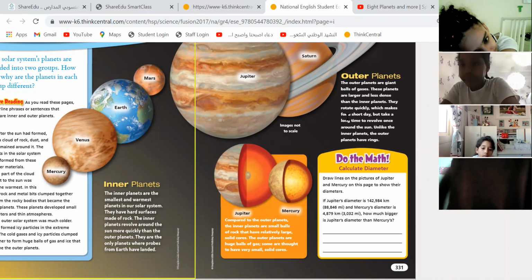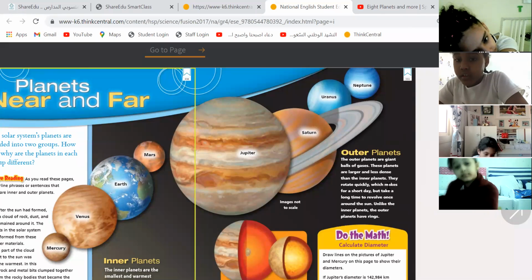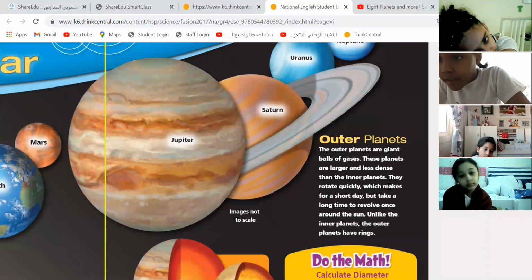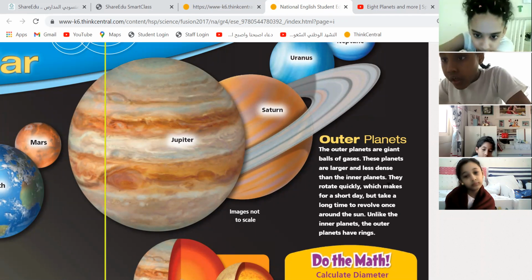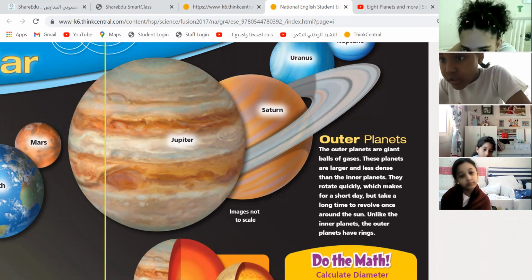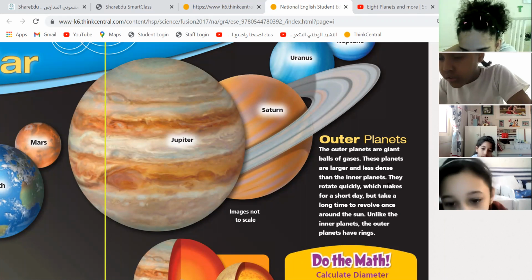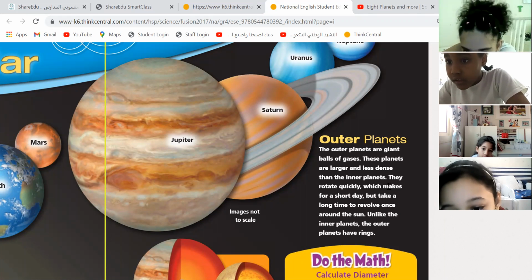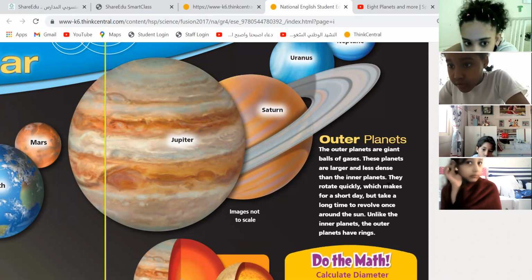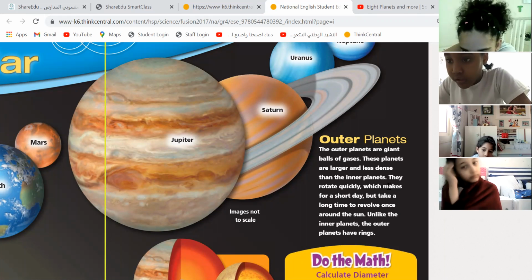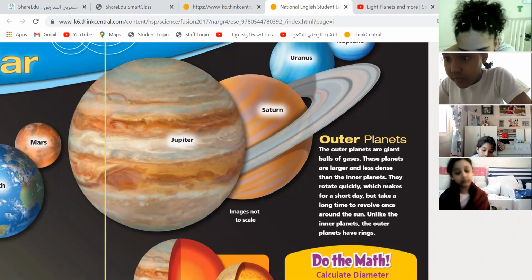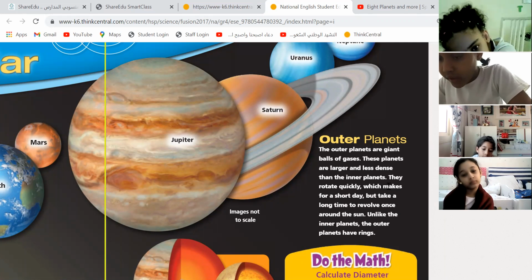What about the outer planets, Rayana? Can you try to read over here? The outer planets are giant balls of gases. These planets are larger and less dense than the inner planets. They rotate quickly, which makes for a shorter day, but take a long time to revolve once around the sun. Unlike the inner planets, the outer planets have rings.